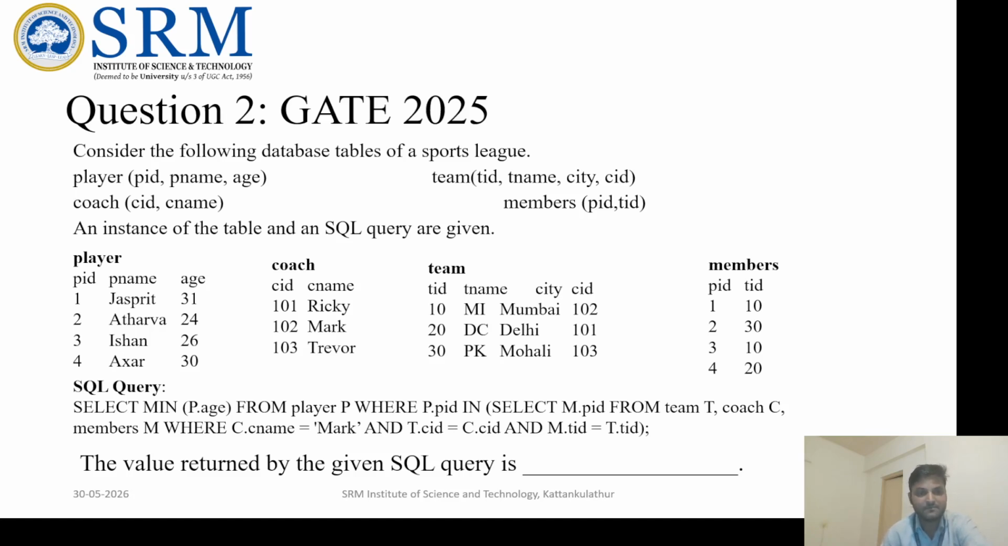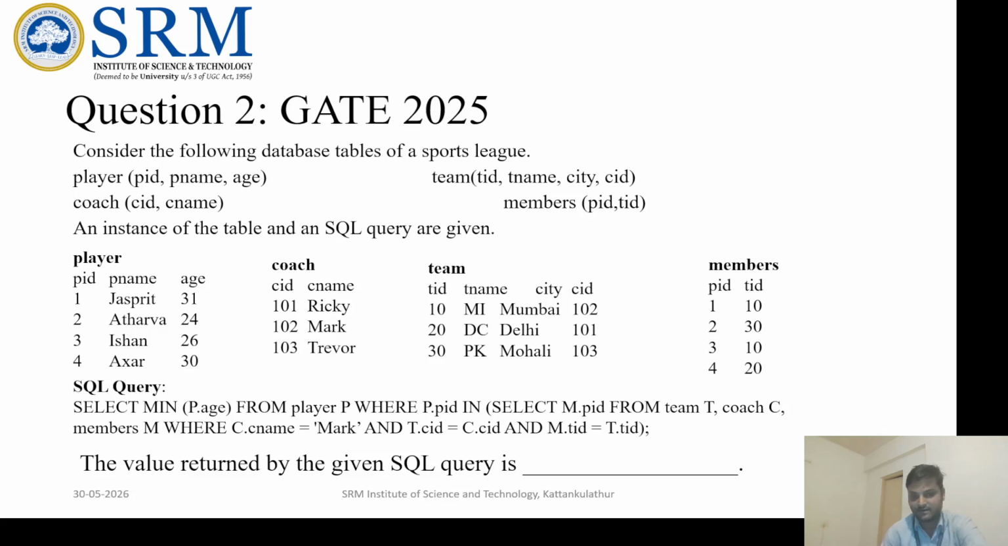Select minimum, the MIN function is used here, P.age, and P refers to the player table, from player P, where P.PID in some query, an inner query. The inner query is: select M.PID from team T, coach C, members M, where C.name equals 'Mark', and T.CID equals C.CID, and M.TID equals T.TID.